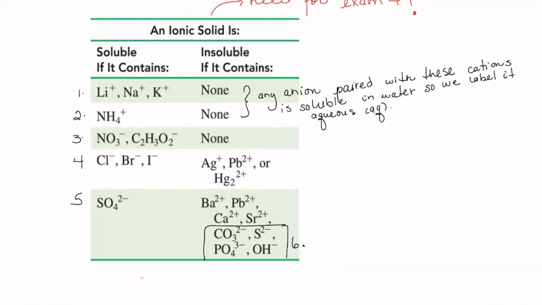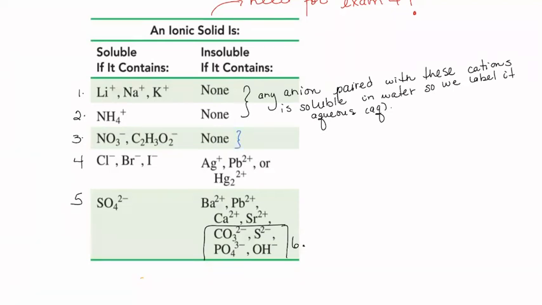Let's go through rule number 3. We have nitrate and we have acetate. So if an ionic solid has nitrate or acetate, let's understand that they're going to be soluble. Since next to nitrate and acetate, we see the word none.